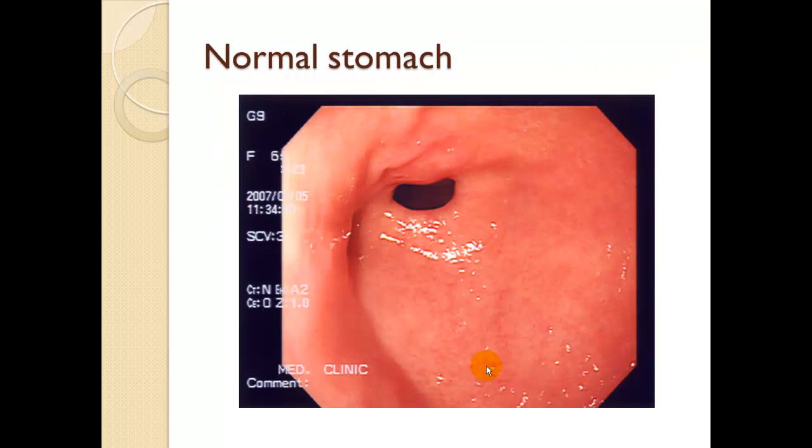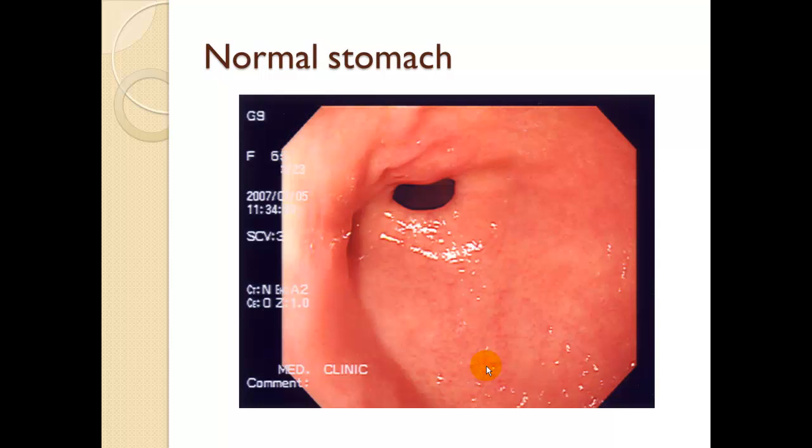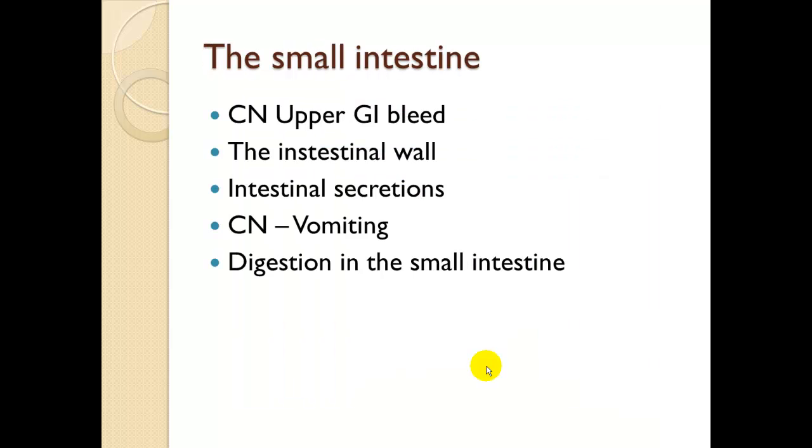And this is a normal stomach by endoscopy. And this is a stomach that is suffering from stomach cancer. It is clearly evident here that there's some damage and abnormal cell growth, from nice smooth mucosa to this.